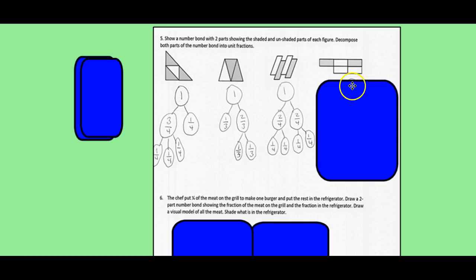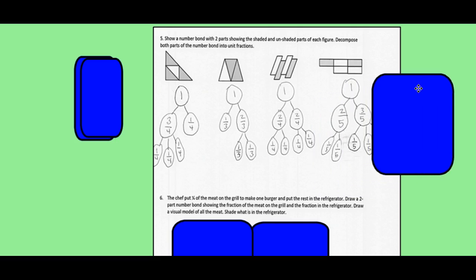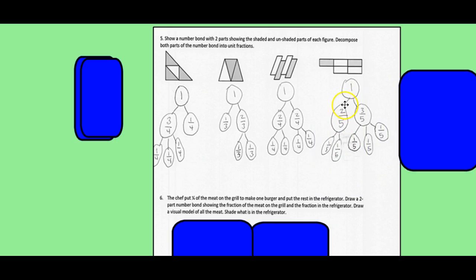Okay, so for this fraction, there are 5 equal parts. And we know that that makes the whole, so our number bond's going to have one whole. There's 2 parts that are shaded, and there are 3 parts that are not shaded, so that's 2/5 and 3/5.